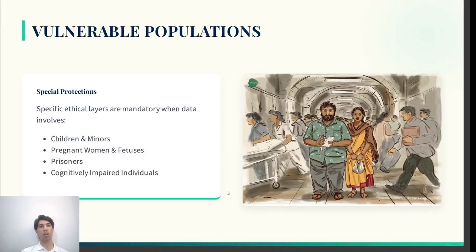The next we have vulnerable populations. We have to clarify specific ethical layers when the data involves vulnerable populations like children and minors, pregnant women and fetuses, prisoners, or cognitively impaired individuals. More ethical layers are mandatory for these populations because, obviously, they're vulnerable.